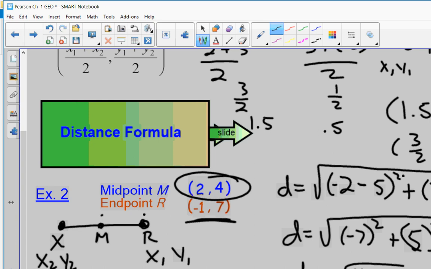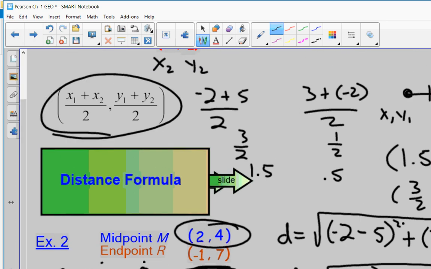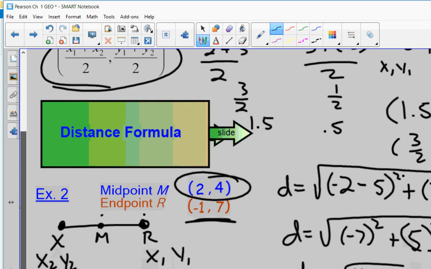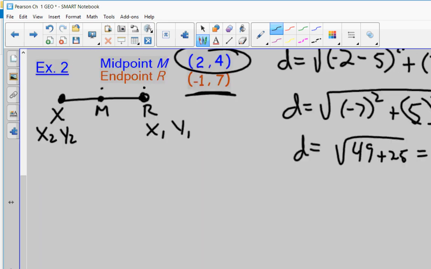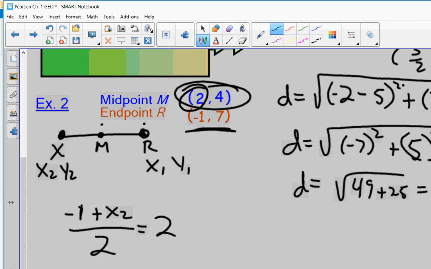So they gave me the midpoint, so I kind of have to go back up here, and I'm going to do this backwards. I've got my x1, it's -1, but I don't have my x2. But it equals what the x value was for my midpoint, which in this case was 2. Remember, my midpoint's always over 2.